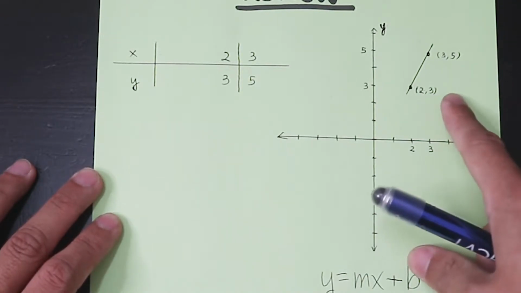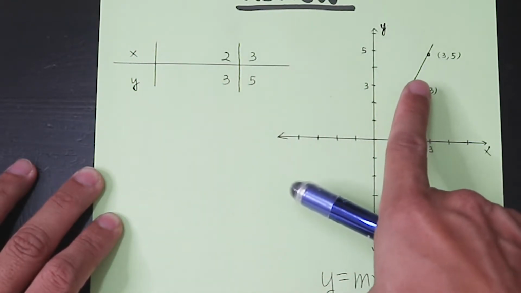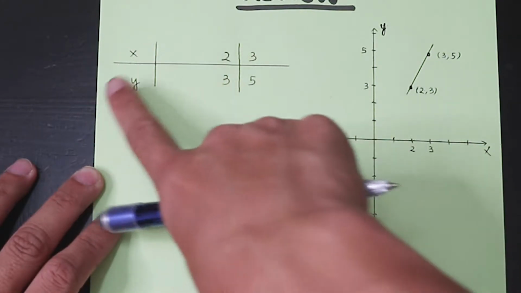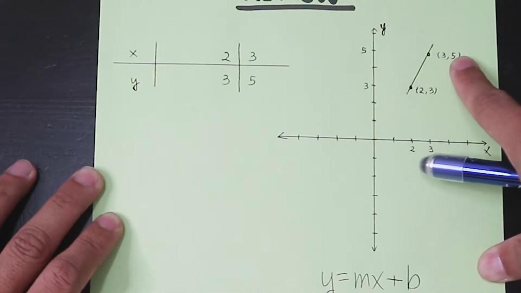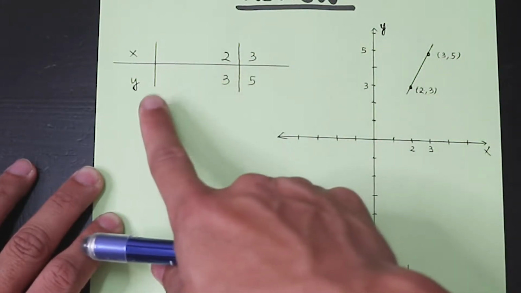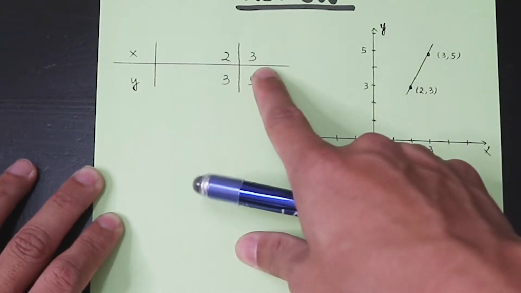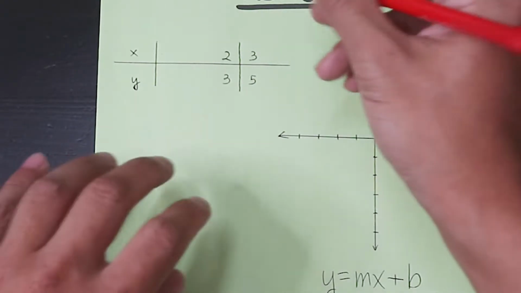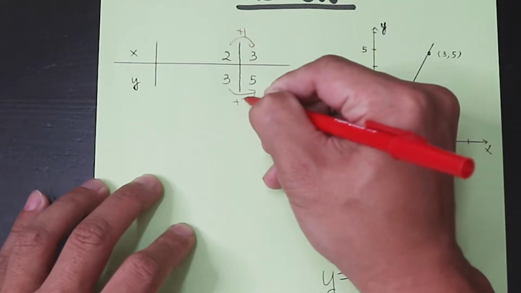Well, to do that, we're going to have our table help us out. So on the table, I put (2, 3) right here. So x is 2, y is 3. And then for the second ordered pair, when x is 3, y is 5. So I translate these 2 ordered pairs into a table. Now I want you to look at the pattern between these 2 ordered pairs. Do you agree that every time the x goes up by 1, the y value goes up by 2?